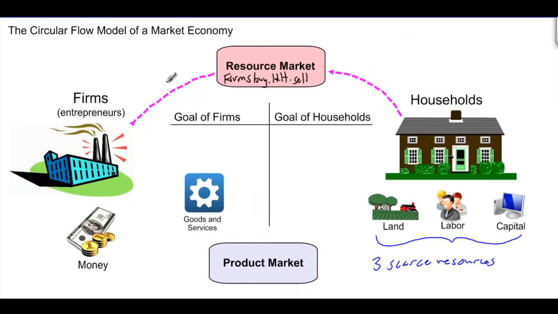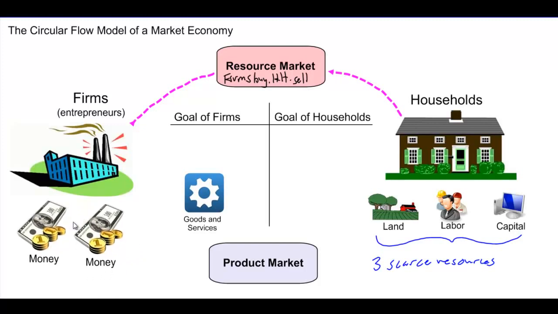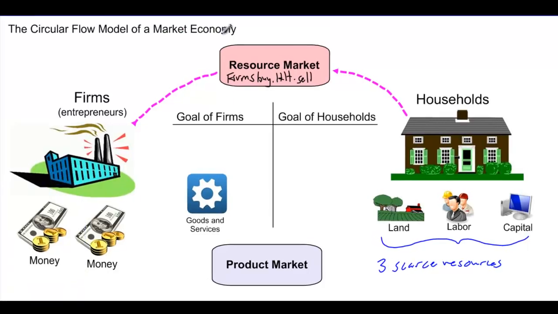We also learned in a previous lesson that in a world of scarce resources, there is nothing free. Therefore, firms must give something up in order to acquire these three scarce resources. And that's where money comes into play. As we can see here, money is what makes a circular flow function. Firms, or the entrepreneurs that start the firms, must have money at their disposal in order to begin a business. With some money, firms can exchange in the resource market for the land, labor, and capital they need.